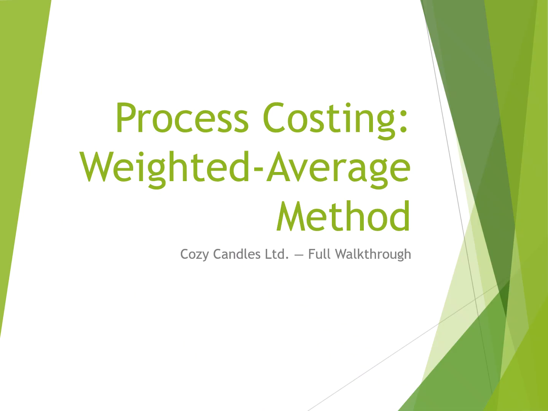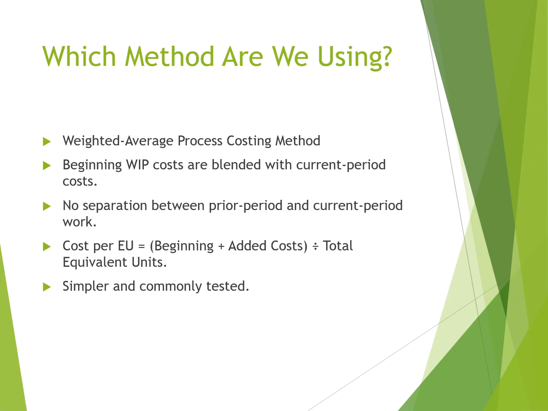Let's get started. Before anything else, let's be clear about which method we are using. This example uses the weighted average method. That means we blend the beginning inventory costs together with the costs added this month. We don't separate old work from new work. We simply average everything out. This method is the easiest one to learn and the most commonly tested.